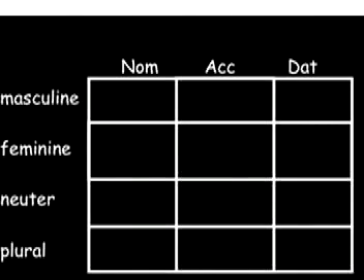Now it's time for the German. Pause the DVD and make a chart like this. As you see and hear the definite articles, fill the chart in. We'll begin with the masculine definite articles.